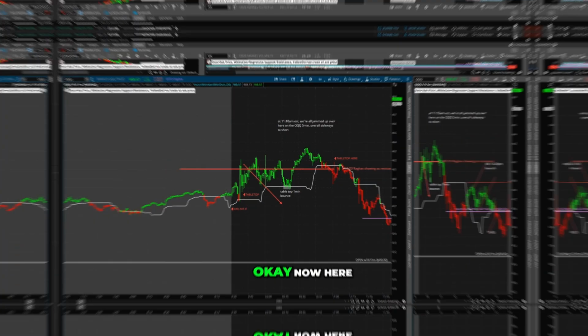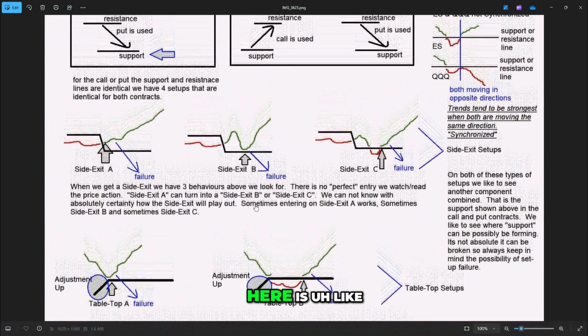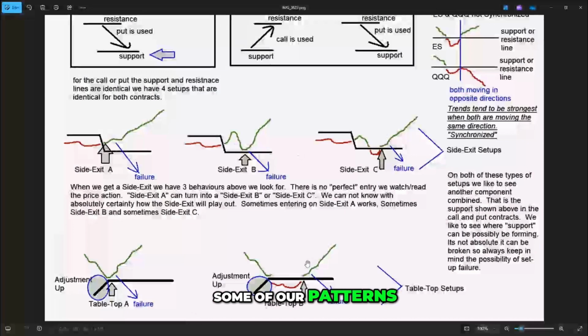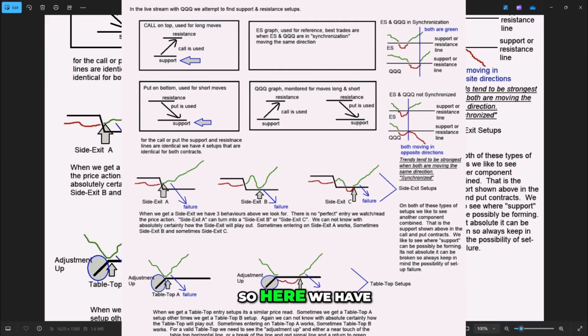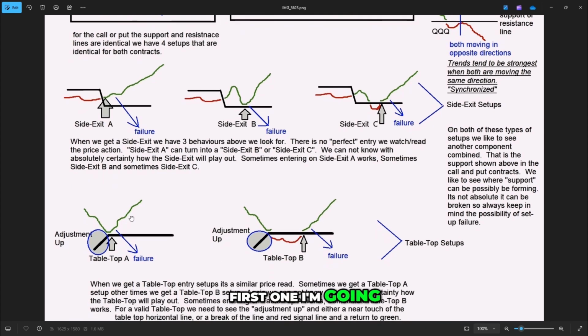right now. Okay, now here are some of the patterns that we actually see on QQQ Live. I hope that you are aware of QQQ Live if you're from RCG, Russell Capital Group. So here we have in total 5 basic patterns that you see repeating every single day. First one I'm going to be talking about is the tabletop. One thing I'm going to repeat again, there is no perfect entry and there is no certainty that these patterns form 100% of the time and they work 100% of the time.